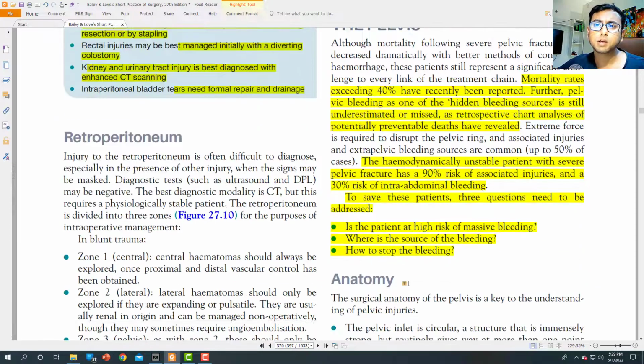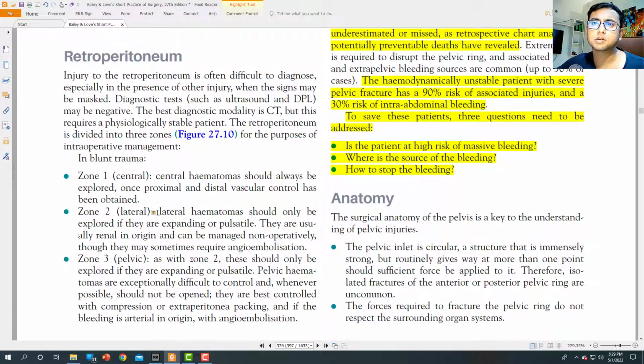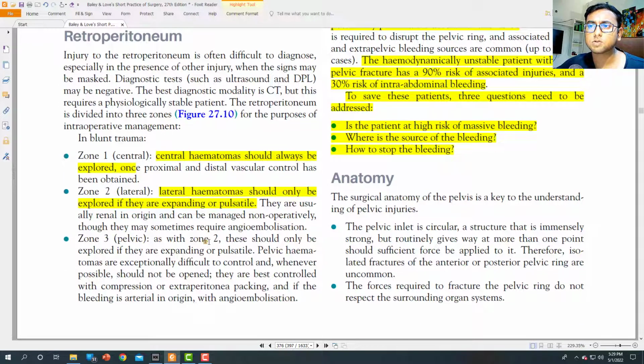So now the retroperitoneum. There are three zones: the central zone, the lateral zone, and the pelvic zone. So in these three parts, what kind of injury occurs? Central hematomas should always be explored, and lateral hematomas should only be explored if expanding or pulsatile. Zone 3, pelvic hematomas, should not be explored unless expanding or pulsatile. Expansion is difficult to control, so when possible they should not be opened.